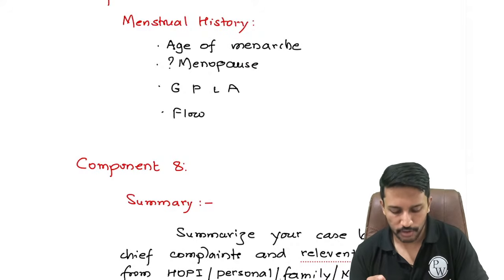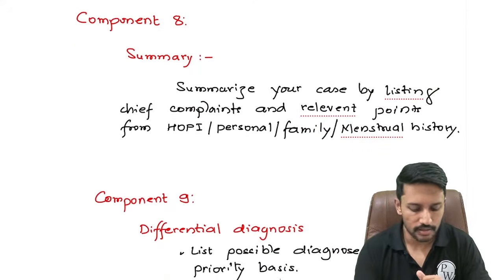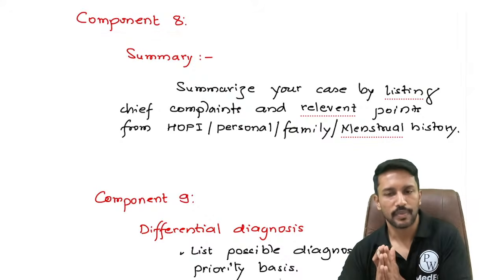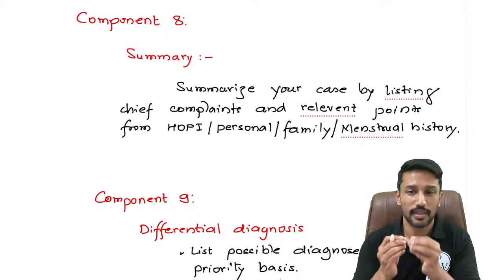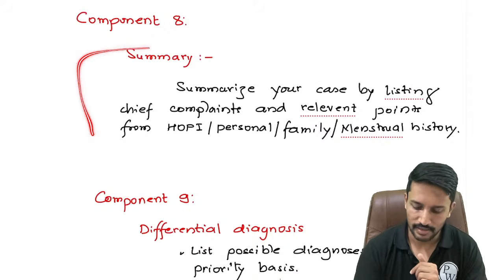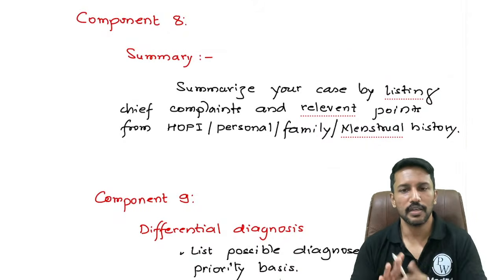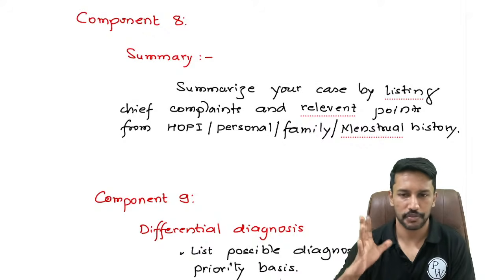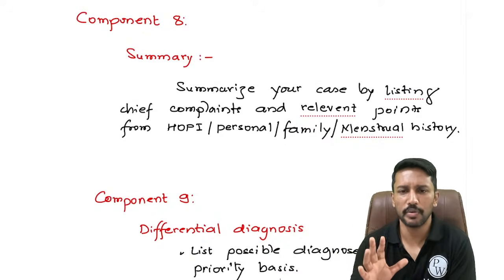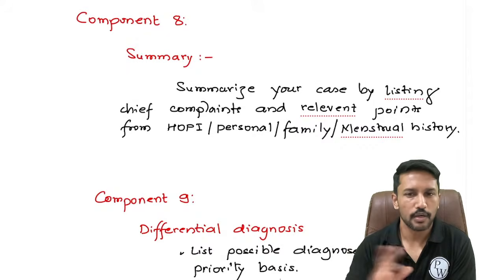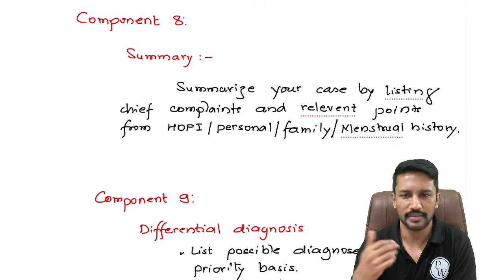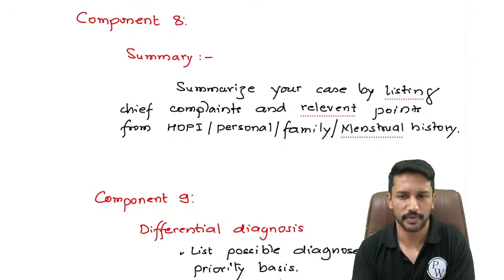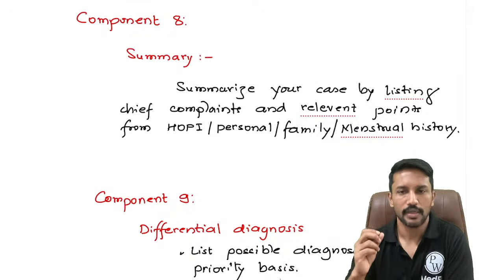Okay. So after the menstrual history, the next component is to summarize the story. Now, as a teacher or as your examiner, what do I expect in the summary? The summary should be like a storyteller, right? You should be telling the story of the patient. It should not be haphazardly, randomly quoting some complaints and some symptoms, and then at the end of it saying that this is the diagnosis.